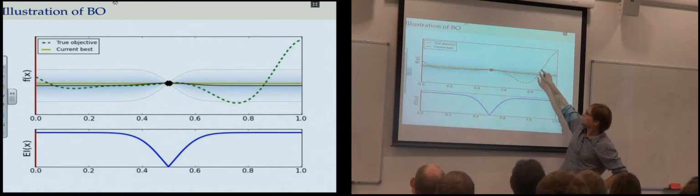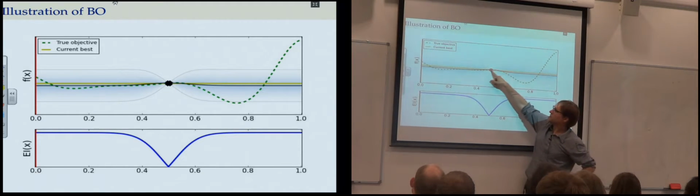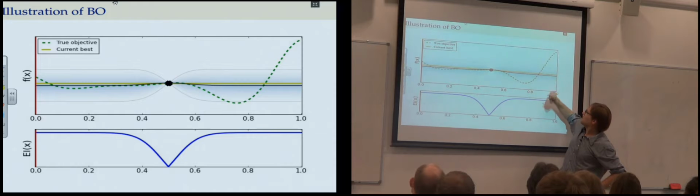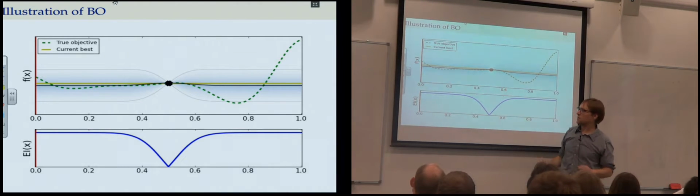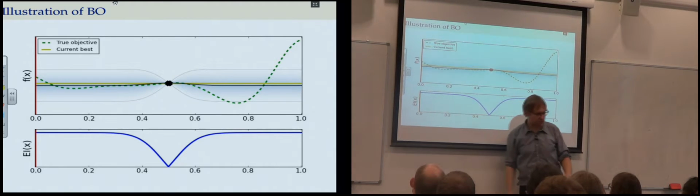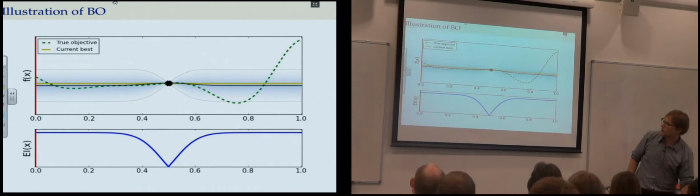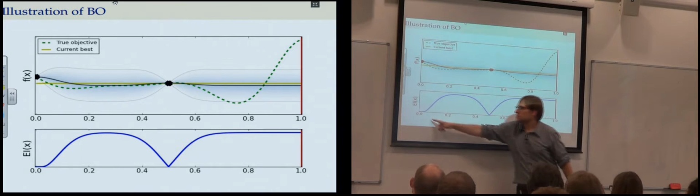I think I didn't mention this: the yellow line is representing my current best. This is the mean of the GP. These are the confidence intervals. So I have many choices here. I'm just going to the extreme of the interval over there. So I collect my new point here.